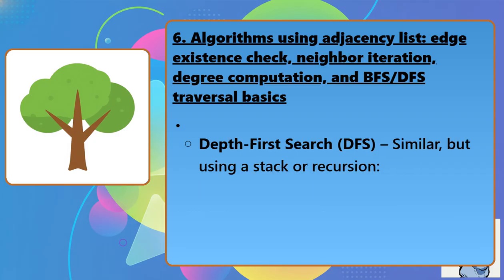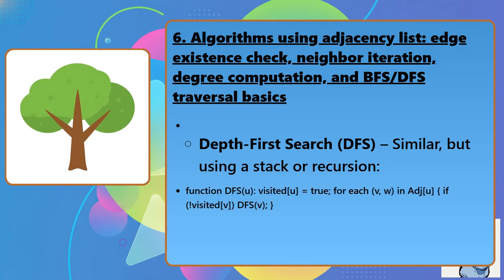Depth first search, DFS, is similar but uses a stack or recursion. Function DFS(u): visited[u] = true. For each (v, w) in edge[u], if not visited[v], then DFS(v).